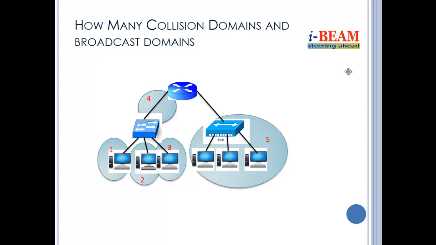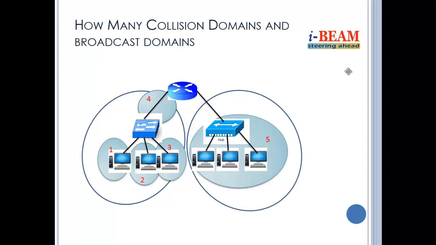So how many collision domains? The switch to 3 PCs gives 1, 2, 3. Switch to router is one port, that's 4. And then the hub to router, with everything on the hub, is 1 collision domain. So in total, 5 collision domains. And then how many broadcast domains? There is one router and two separate subnets, so there are two broadcast domains. So in this diagram, five collision domains and two broadcast domains.